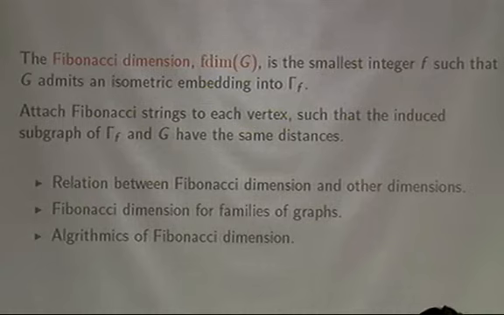So what is the Fibonacci dimension? I guess everyone can guess by now. It is the smallest integer f such that the graph G can be isometrically embedded into the Fibonacci cube of dimension f. To compute this dimension, we basically have to attach Fibonacci strings to each vertex such that the induced subgraph of the Fibonacci cube and G have the same distances. That's what you would like to do. Okay, these were the concepts so far.